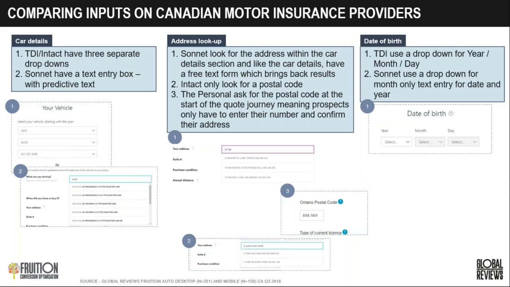They've got their year, month, and day for date of birth. However, what Sonnet actually does is something interesting. They've got the month field as a drop down and the day and the year field as free text. Using a month field as a drop down, they only need to have 12 different entries, whereas the day and year sections can't potentially have a drop down, having so many more, 30 or 40 plus entries for these different sections. So it makes sense for them to just have it as free text.